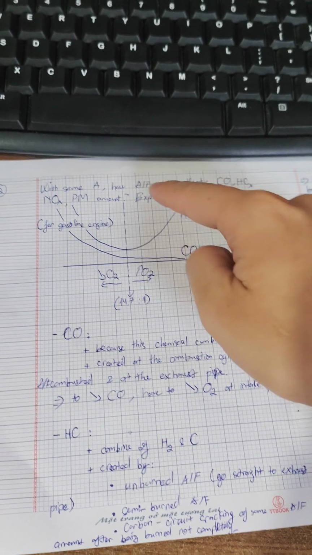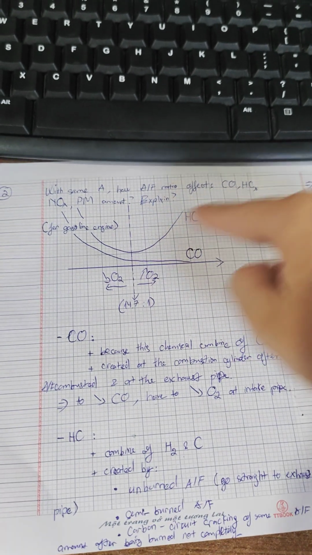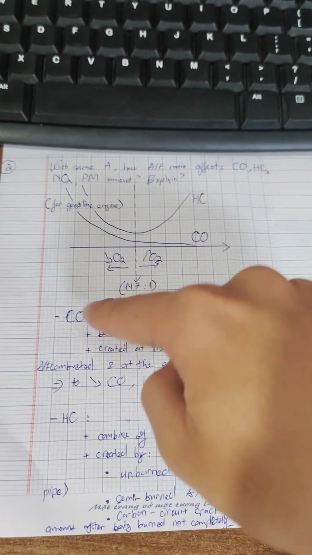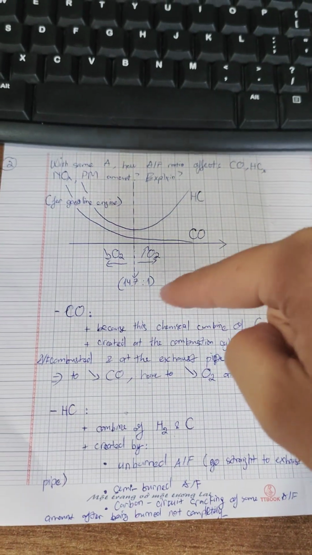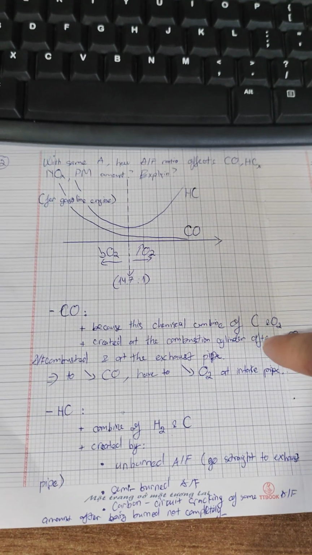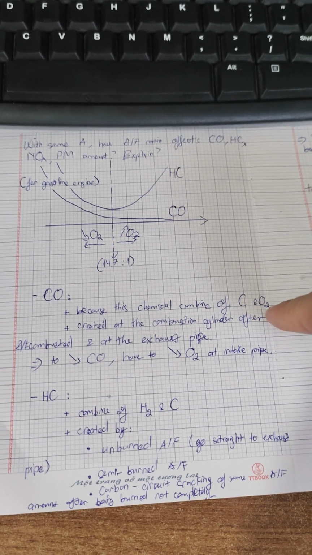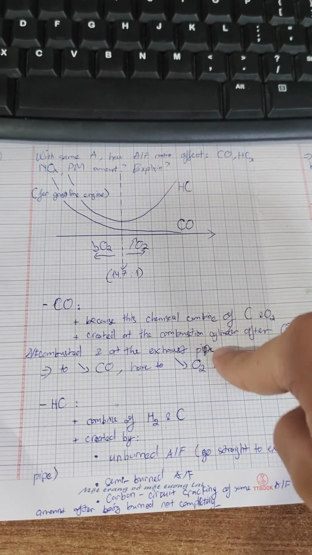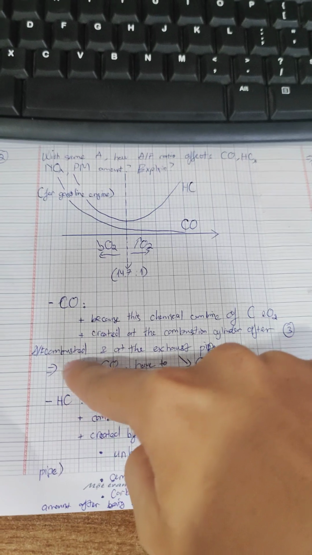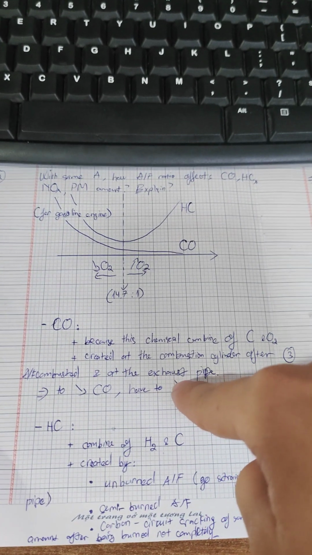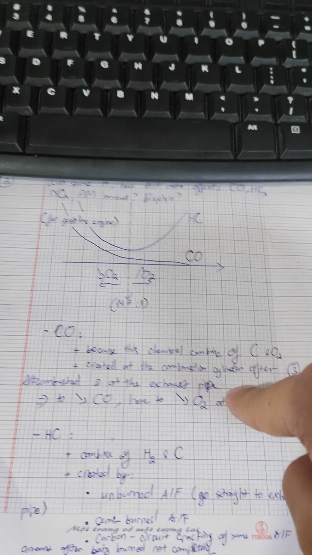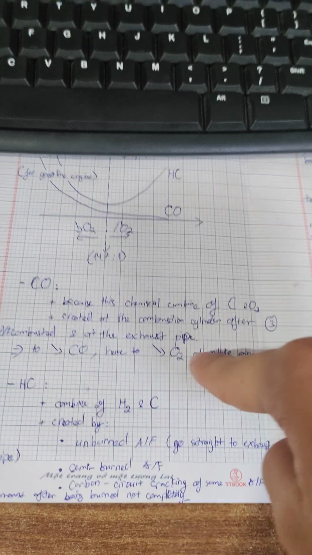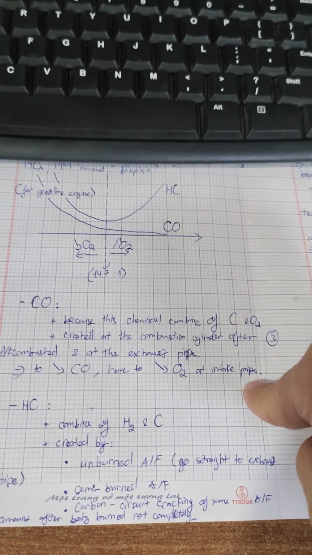Back to the question: how does the air-fuel ratio affect these chemicals? The first chemical is CO. Because this chemical combines carbon and oxygen, it is created in the combustion cylinder after the fuel is combusted, and in the exhaust pipe. So to reduce the CO amount, we have to reduce the oxygen at the intake pipe.